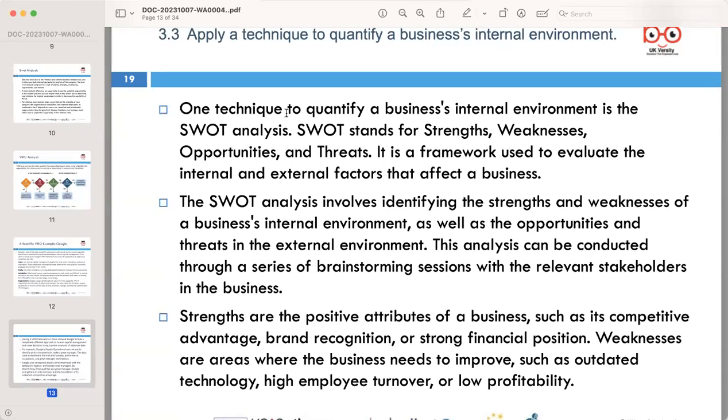So one effective technique for quantifying the business internal environment is the SWOT analysis. SWOT analysis stands for, as we already explained, strengths, weaknesses, opportunities, and threats, and it's a framework used to evaluate factors both inside and outside the business.